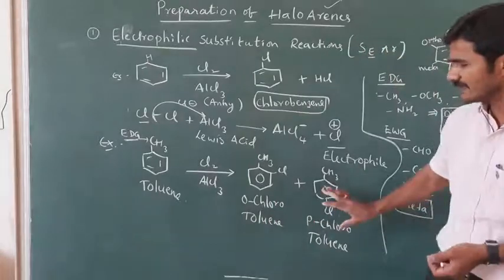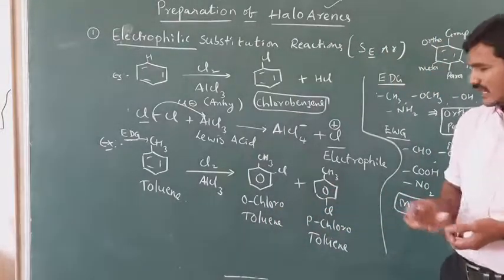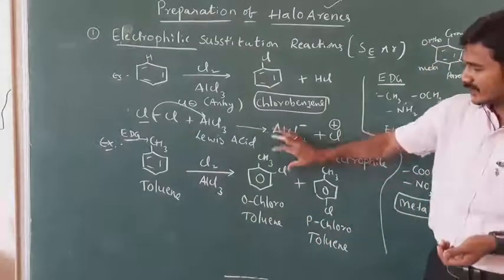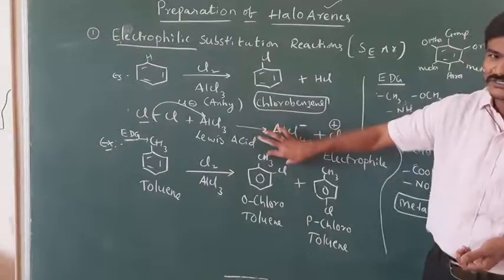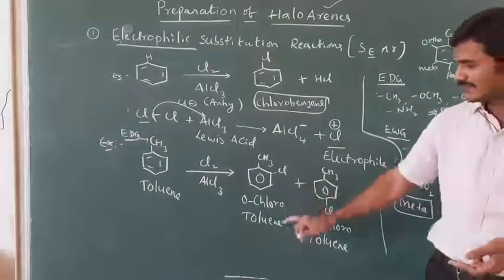Okay, this way we get the products. Among these two, which will be the major? Orthochlorotoluene and parachlorotoluene, two products are formed. Which is the major? If you observe the ortho position, two groups are adjacent to each other. It can cause some steric repulsions. That's why this can be taken as minor.